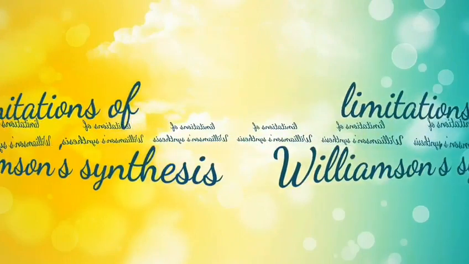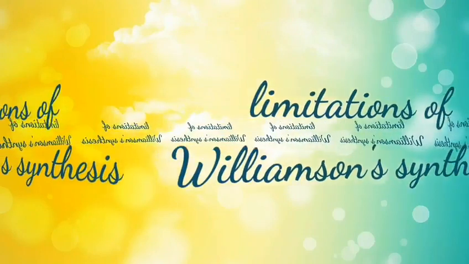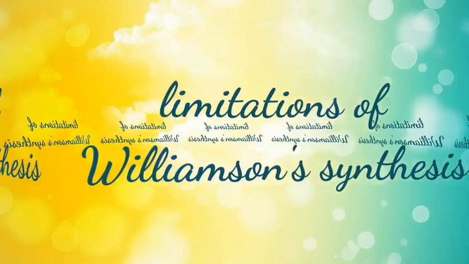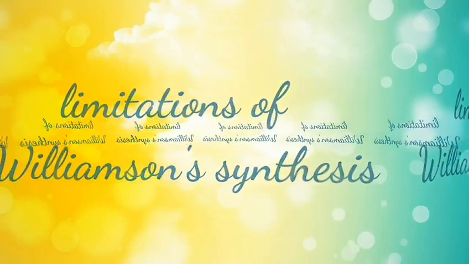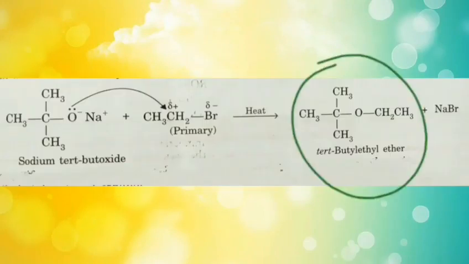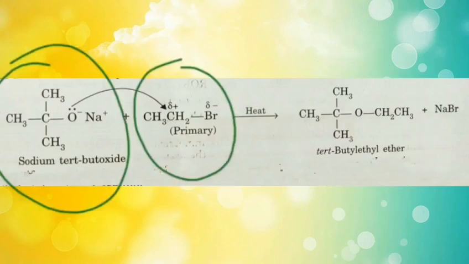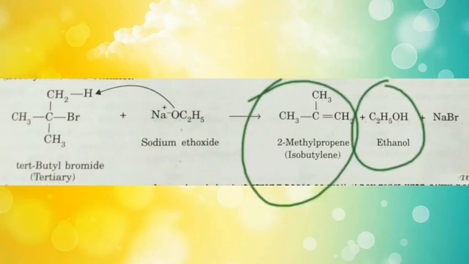The secondary and tertiary alkyl halides, if used, may form alkenes as the major product due to the elimination process. If a tertiary alkyl halide is used, an alkene is the only product and no ether is formed. For example, if we want to prepare tertiary butyl ethyl ether, then we should take ethyl bromide and sodium tertiary butoxide. However, if we use tertiary butyl bromide and sodium ethoxide as reactants, then the major product would be 2-methylpropene and ethanol.